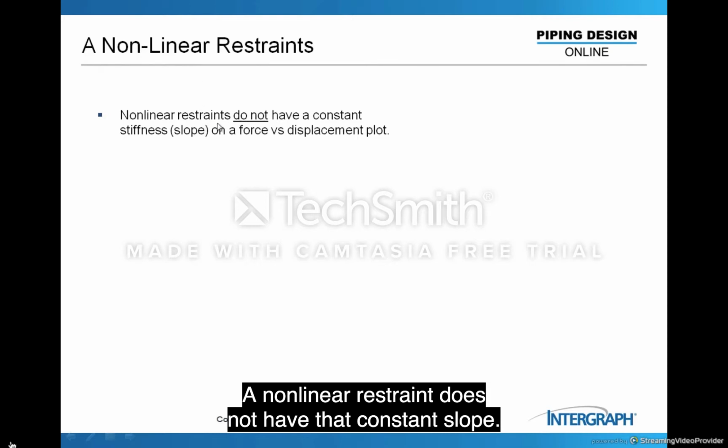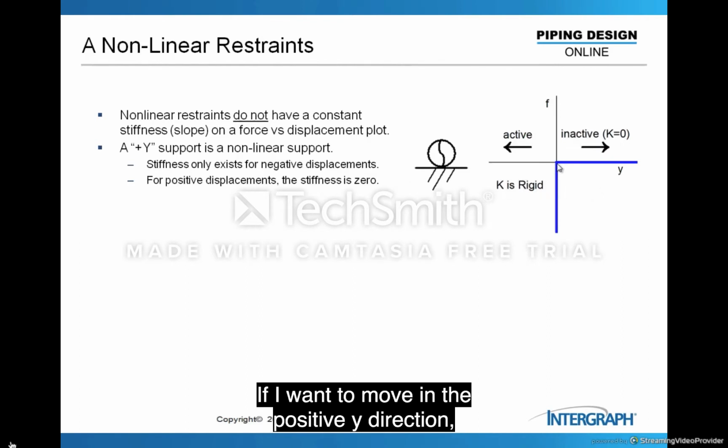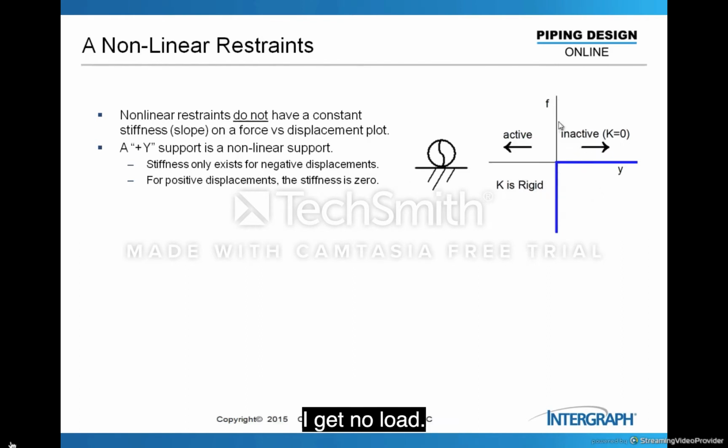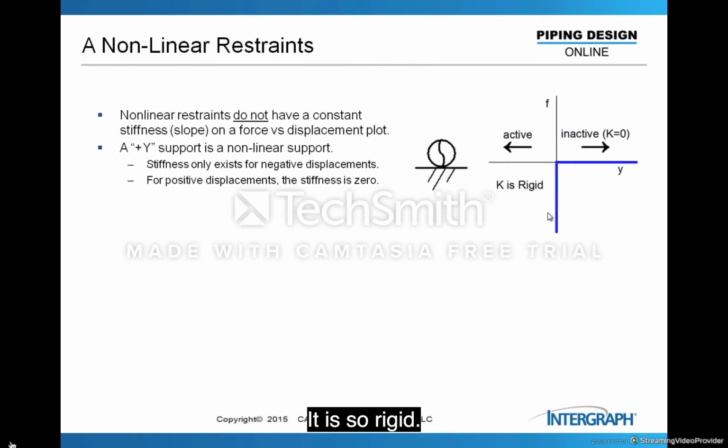A nonlinear restraint does not have that constant slope. Here is a plus Y support. If I want to move in the positive Y direction, it is free. I get no load. Just move up freely. If I want to move down, I can't move at all. It is so rigid.